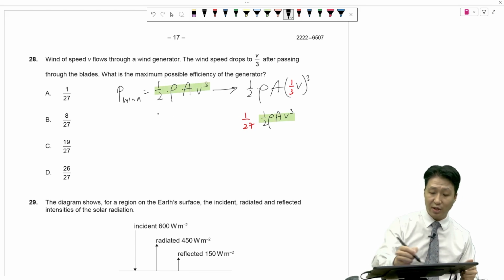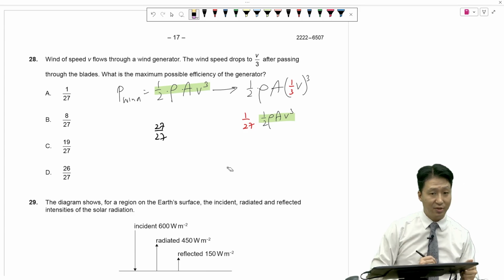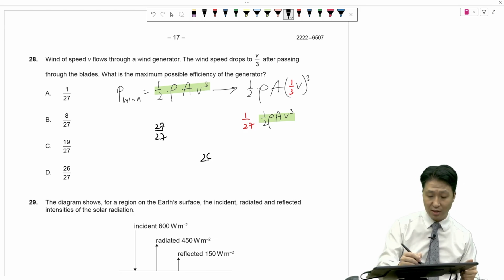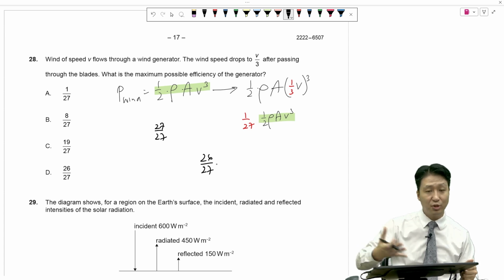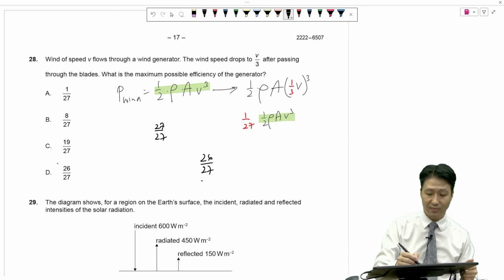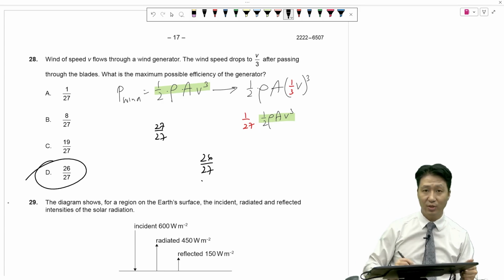So you started with, let's say, 27 over 27 of this original, and you're left with 1 over 27 kinetic energy, which means the other 26 over 27 would have been absorbed or used by the blades of the windmill, which is the theoretical maximum. The answer would be D.